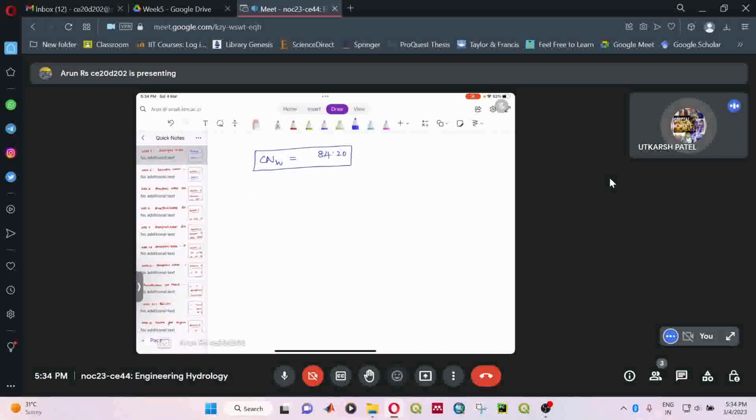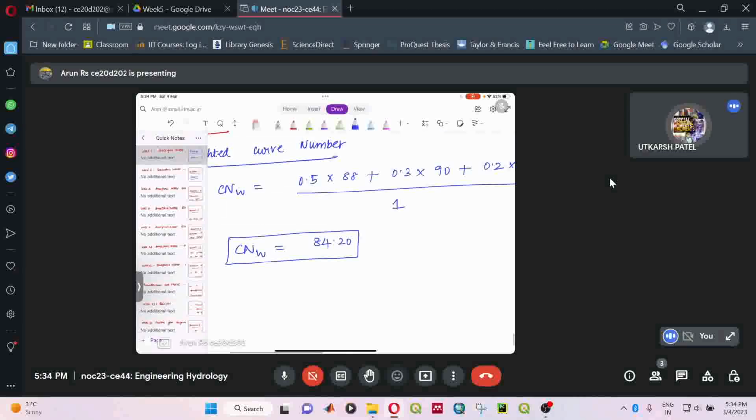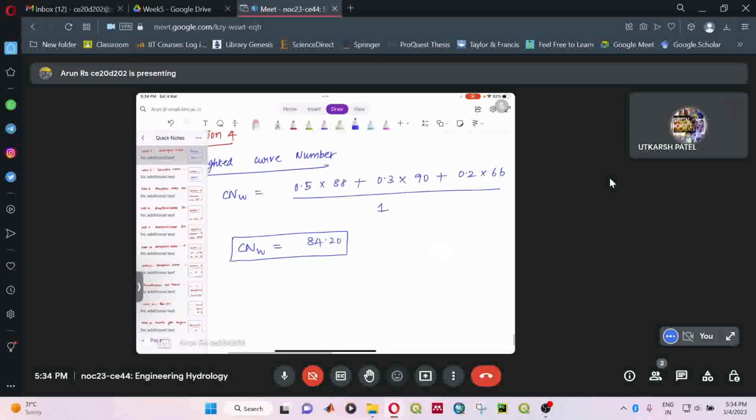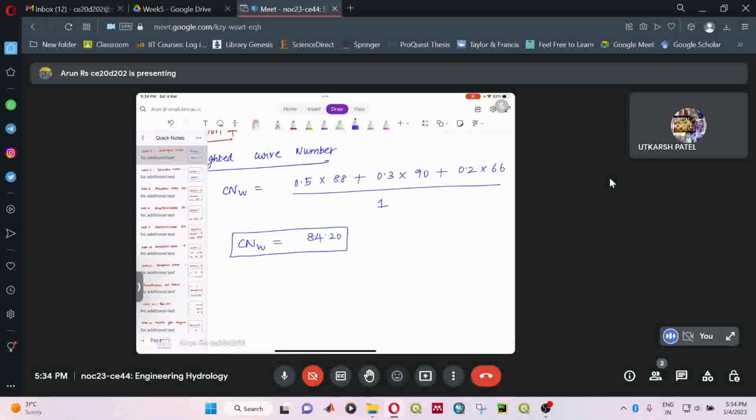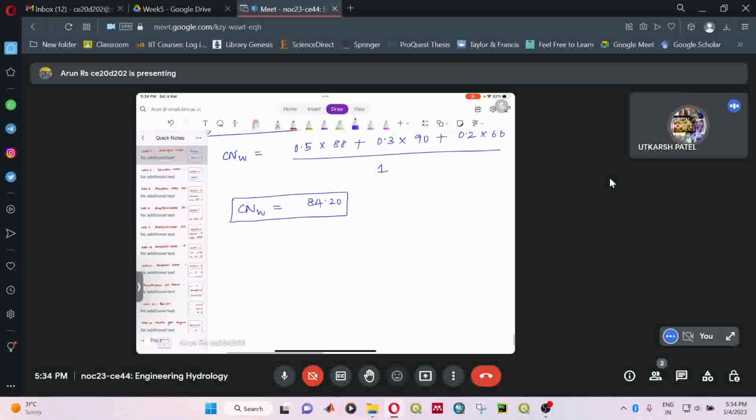Sir, this is a generalized formula. Yeah, weighted average. You would have seen it in Thiessen polygon also, P1A1 plus P2A2. Yes, sir. Exactly the same formula. Just here it is in terms of a percentage. That's it. Okay, sir.